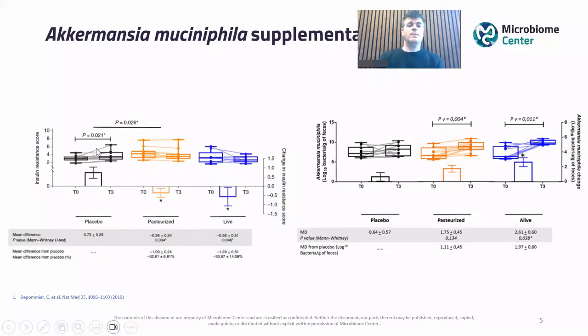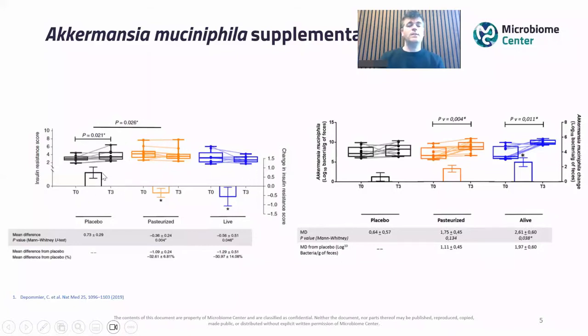On the left-hand side, the results on insulin resistance are shown, and on the right-hand side, the results on Akkermansia abundance are shown. These are a bit complex figures, and the left axis is the actual results before and after, and the right axis shows the difference.